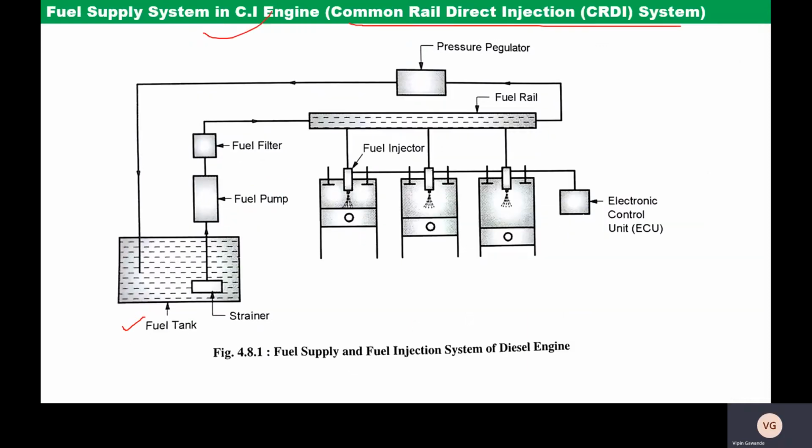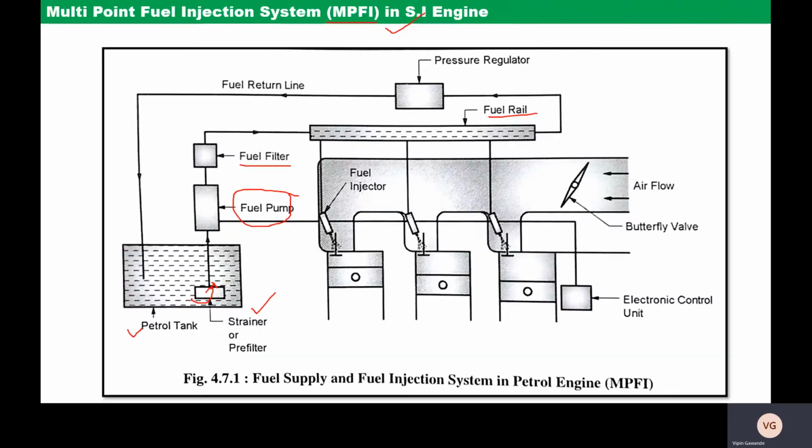You have to remember that the fuel pump, fuel filter and strainer are also common in the diesel system. So we have the diesel fuel tank, the strainer, the fuel pump and the fuel filter. The fuel rail is also the same thing. Now there is a difference in the position of the fuel injector. In the case of the petrol engine or SI engine, the fuel injector is mounted outside the cylinder. So the position of the fuel injector is outside the cylinder.